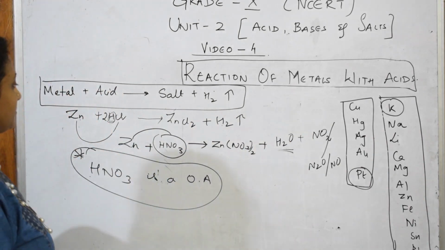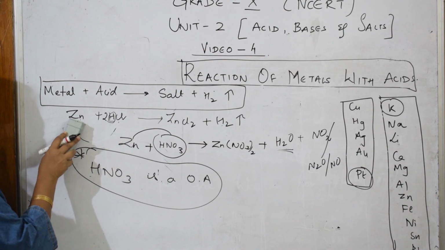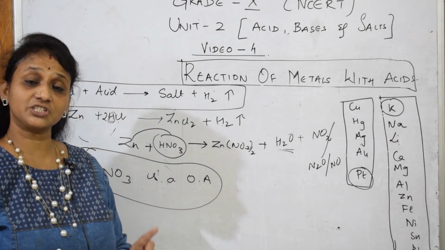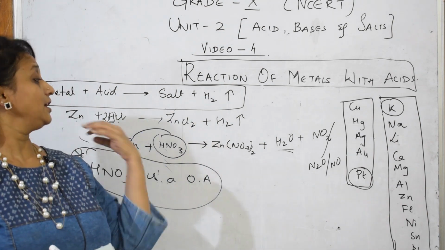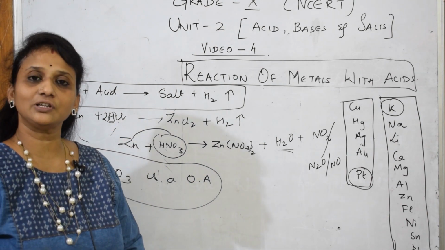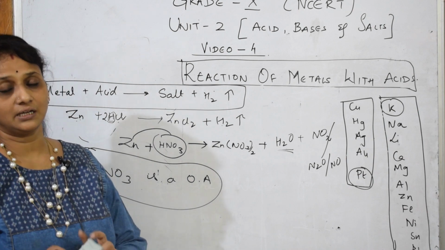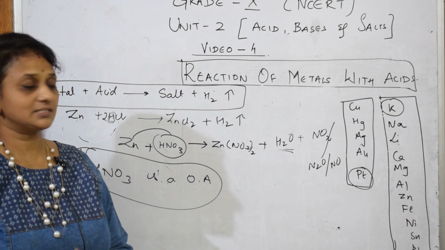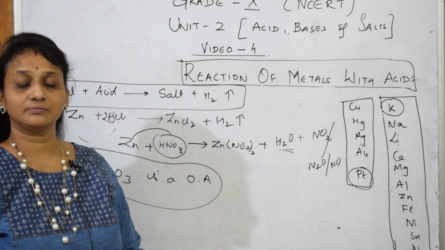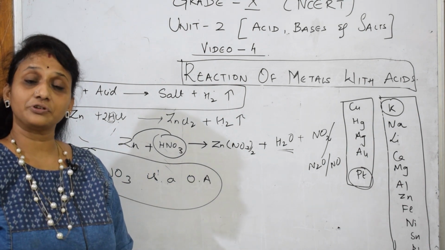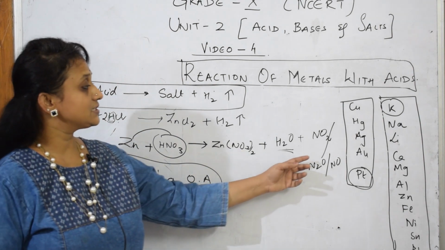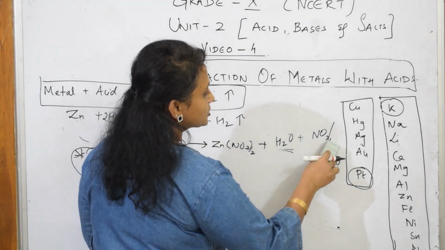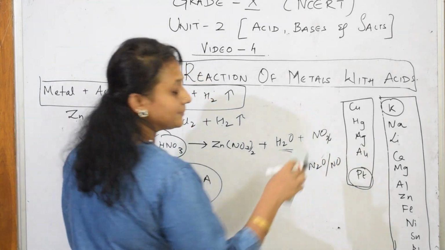So in the exam, in grade 10, what will they ask you? First question: which is the acid which does not release hydrogen gas when it reacts with a metal? What answer will you give? You will say HNO3 is the acid. Question number 2: what is the role of HNO3? You will answer, it is an oxidizing agent. Question number 3: what are the different oxides of nitrogen released? You will say NO2, N2O, NO. These 3 are the oxides of nitrogen. I will take out these lines for your clarity.